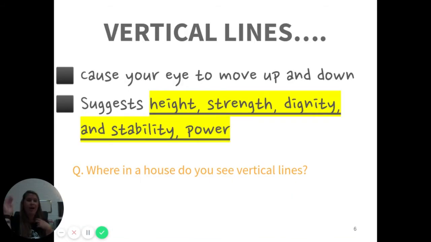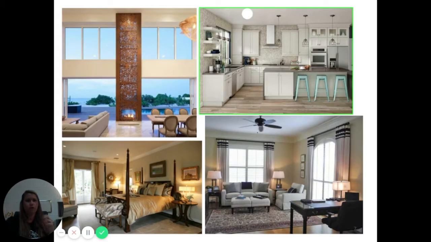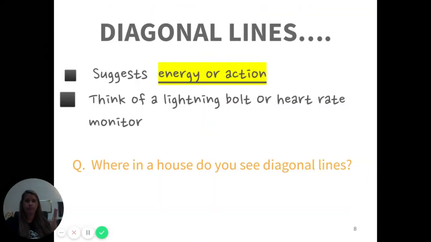Vertical lines show height, strength, dignity, stability, power, columns, skyscrapers, hills, all these things that are just like tall and powerful. All these things have a very obvious vertical line in the rooms.